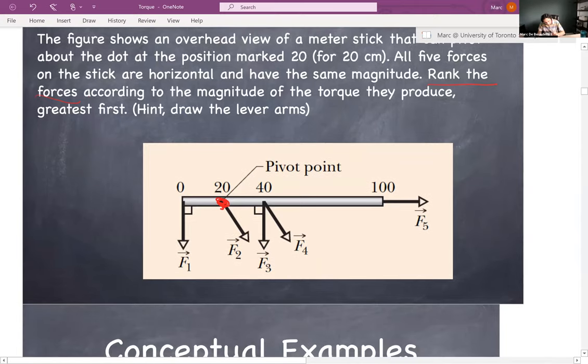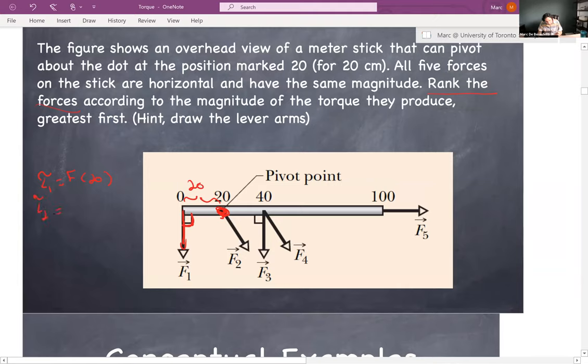So here we have a force pulling down that is a distance of 20 centimeters away from the pivot point. We should also note that it's being applied at a right angle. So this torque would simply be F times 20 centimeters.